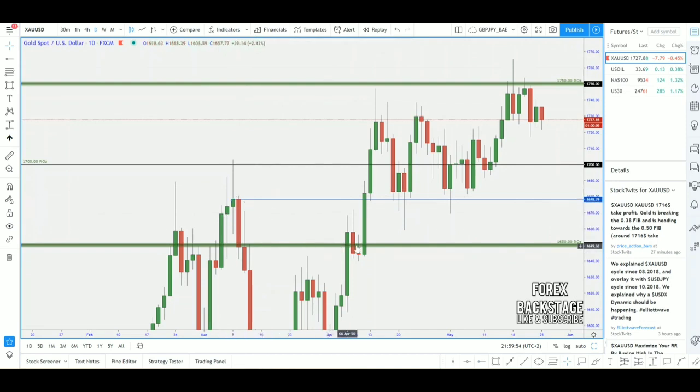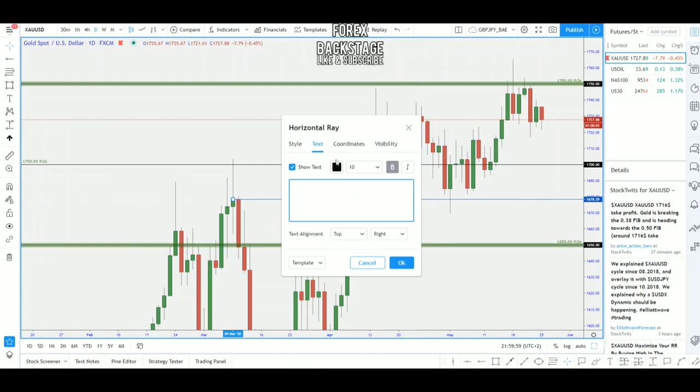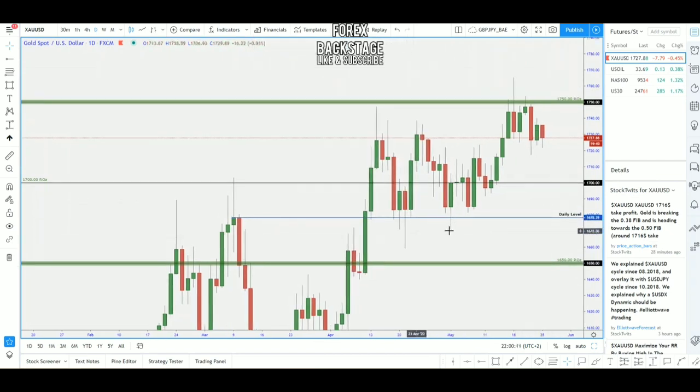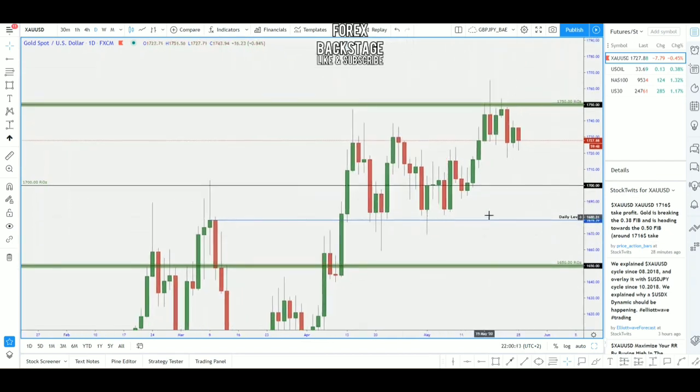You can see how in the future this level, let me just annotate this actually. So this is the daily level that we have, 1678. You don't need to round off the daily levels, just draw it and mark it nicely on your chart. This will then be the daily level that we have.